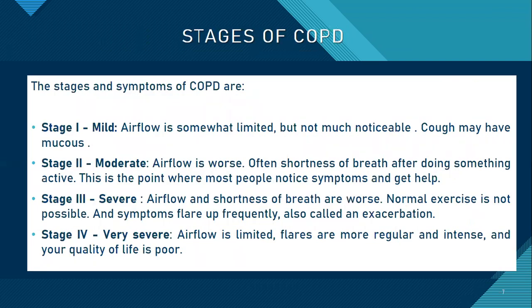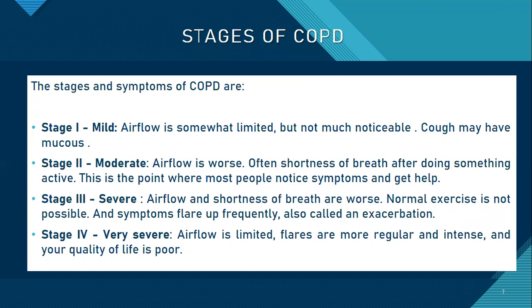Now we have four major stages of COPD. Stage 1, also known as mild COPD. In this stage, airflow is somewhat limited, but not very noticeable. There may be a cough with mucus, but mostly this stage goes unnoticed. Then we proceed to stage 2, the moderate stage, in which the airflow is worse, often with shortness of breath after doing something heavy like exercise. This is the point where most people notice that they have some issue related to the lungs and they may get help from a doctor.